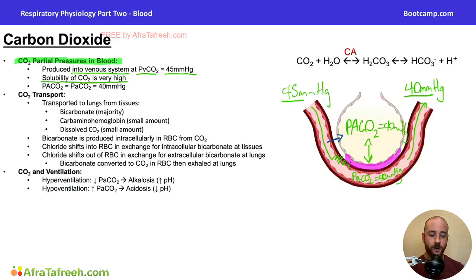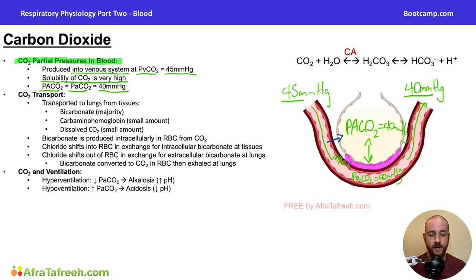this in the oxygen video, but when there's a diffusion defect, oxygen sometimes will not reach full equilibration between the blood and the alveoli. And so because CO2 diffuses so well, we can pretty much always think that the alveolar partial pressure of CO2 is going to equilibrate with or be equal to the arterial partial pressure of CO2, and under normal conditions, they're going to equilibrate with each other at a partial pressure of 40 millimeters of mercury.